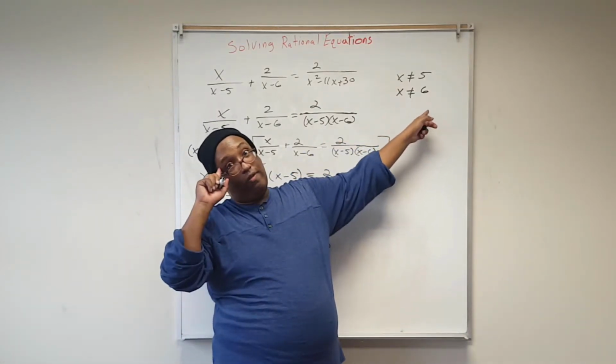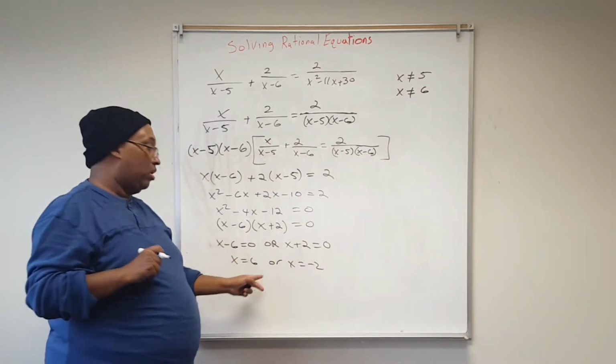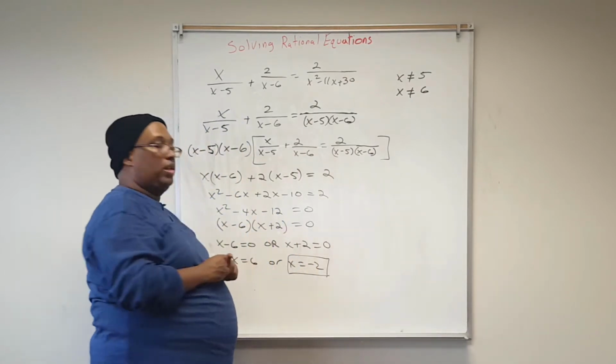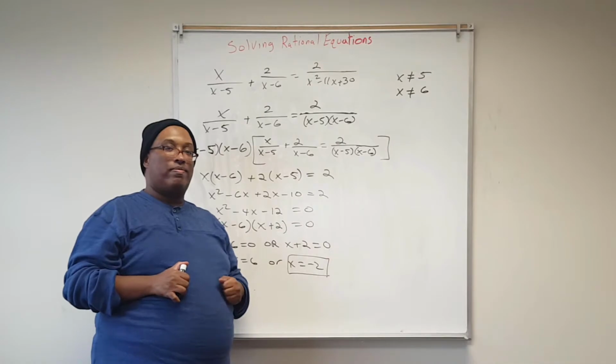Remember, our restricted value was 6. This is no good, so this is our only solution. X equals negative 2. I'll be back with one more example.